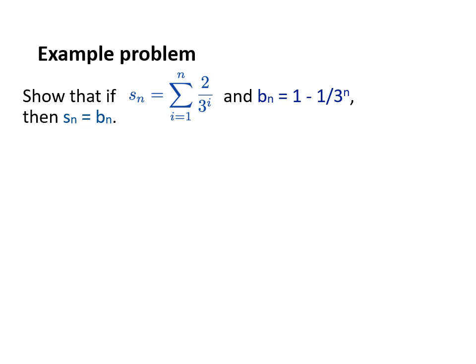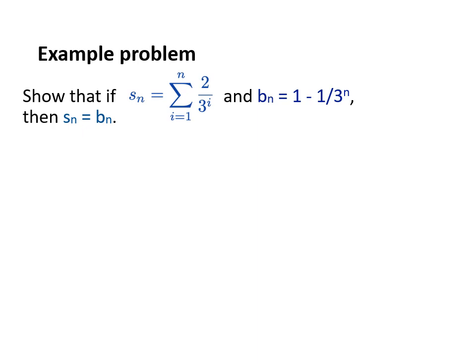So let's try to prove another closed form for a sum using induction. This time we want to show that if S of n is equal to this sum here, and B of n is equal to 1 minus 1 over 3 to the power of n, then S of n is equal to B of n for all n.